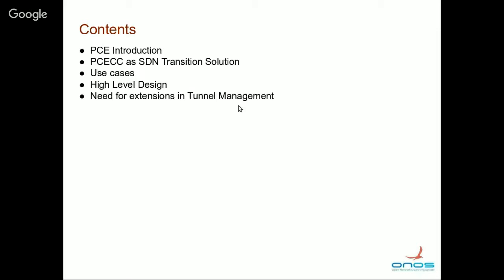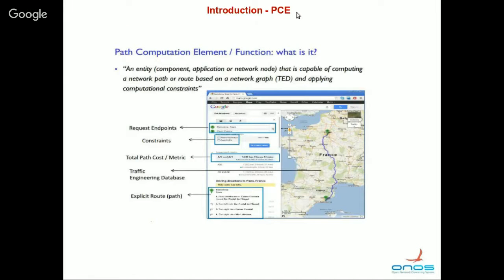Okay, coming to the PCE. PCE is nothing but a path computation element, or a function. It's an entity. You can name it a component, or an application, or even a network node altogether, which is capable of computing a network path or route based on the network graph. When we say network graph here, what we mean is the topology information plus some of the traffic engineering parameters we consider to compute the path.